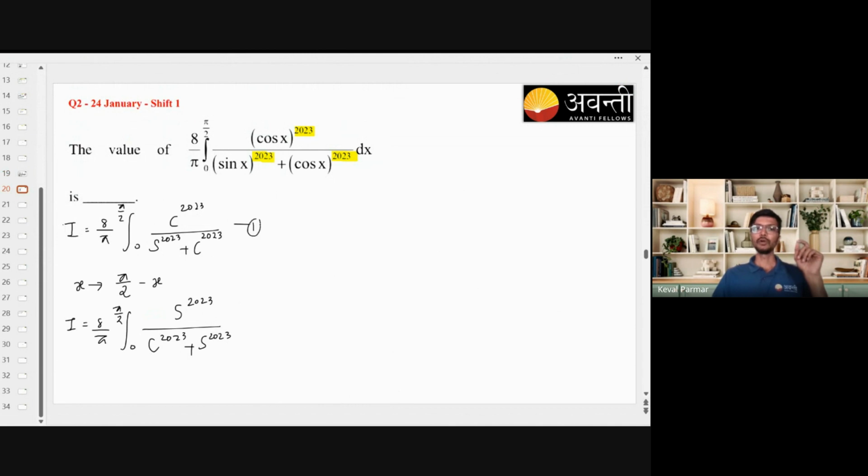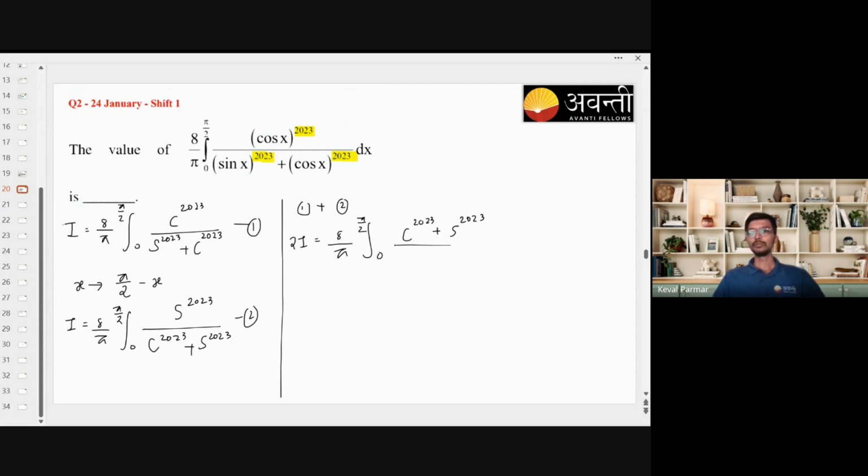Now after using that, what do we do? We add 1 and 2. So if we add equation 1 plus equation 2, we'll get 2I is equal to 8 upon pi, right? Integration 0 to pi by 2, we'll get cos 2023 plus sine 2023 upon cos 2023 plus sine 2023. So this will get cancelled, and we'll be remaining with 1. Let's cut it out. So we get 4 by pi.